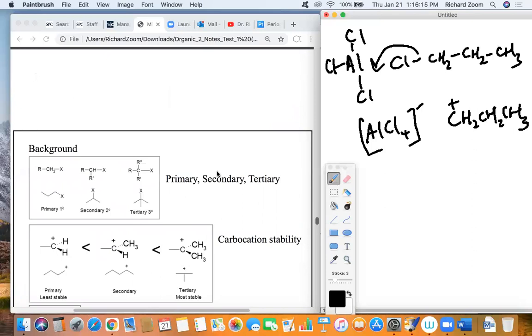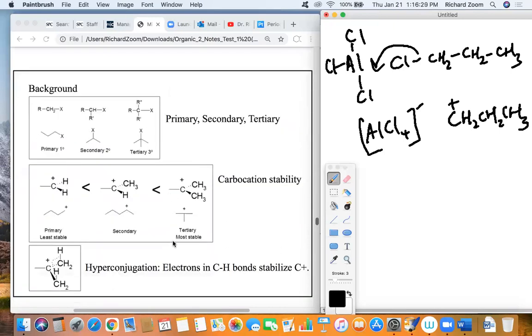So you might remember this, or at least I hope you would, from Organic 1, when you would have definitely talked about carbocation stability. And it turns out the most stable carbocations are the tertiary ones. Now the reason for that is due to this phenomenon I've got down here called hyperconjugation. So what happens is when you've got carbons connected to hydrogens that are also connected to the C plus, like we have in a tertiary situation, then the electrons from the CH bond can help stabilize the positive charge on the C plus.